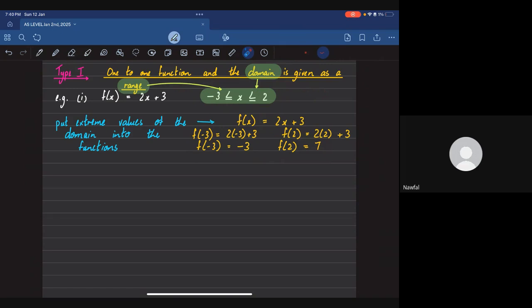And how will that be? You're simply going to take this and put this as your range. So your range is going to be f of x needs to be less than or equal to 7 because it cannot be greater than 7.